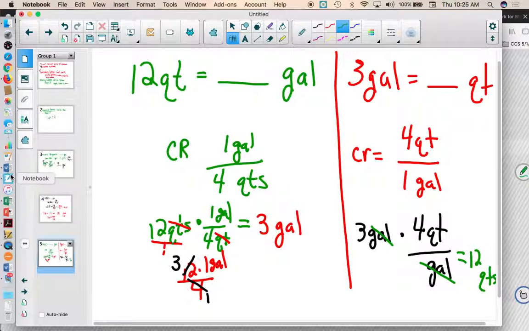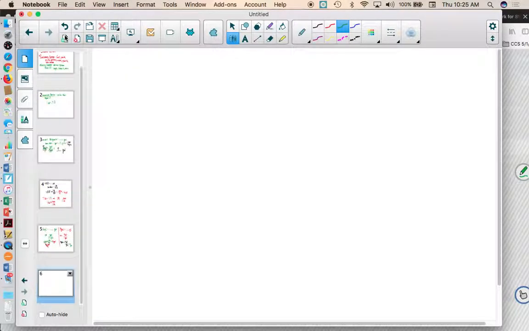we're not always going to be going from United States customary to United States customary. That's the whole point of what we're fixing to do. Now we're going to be going between the 2 systems. That's why learning the unit rate is important, because this is where we're going.